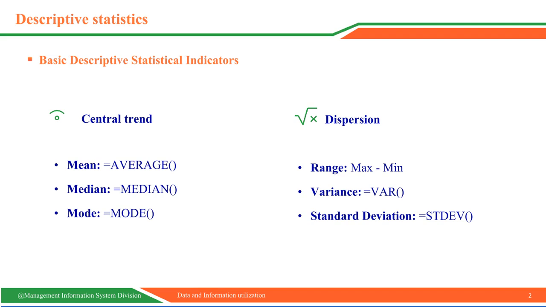The range is simply the difference between the maximum and minimum values. The variance and standard deviation show how much the data varies from the mean. Together, these indicators give a complete picture of the dataset structure.